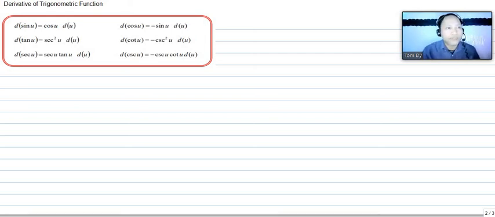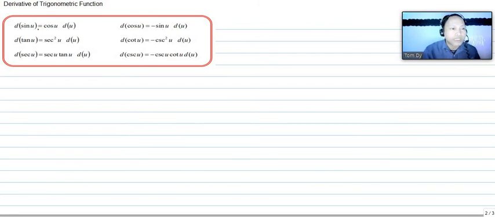Okay, we have the derivative of trigonometric functions. Now, in our derivative of trigonometric functions, these are the different formulas to solve the derivative of trigonometric functions. We have the derivative of sine u equals cosine u du, and also the derivative of tangent u equals secant squared u du, and then the derivative of secant u equals secant u tangent u du. In addition to that, we also have the derivative of cosine u equals the negative sine u du.